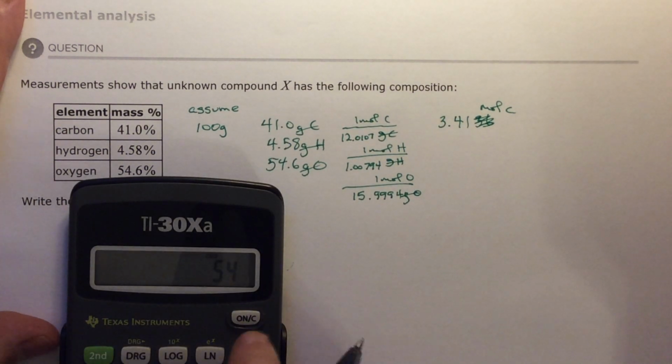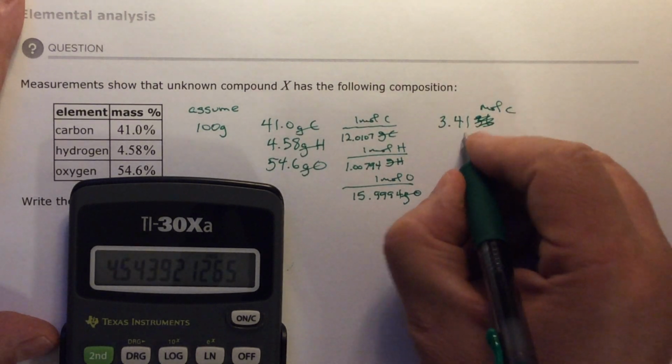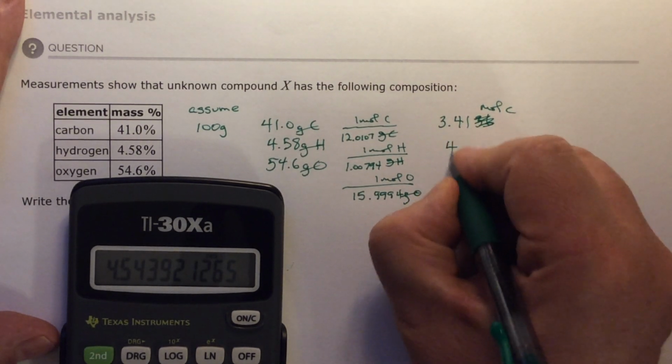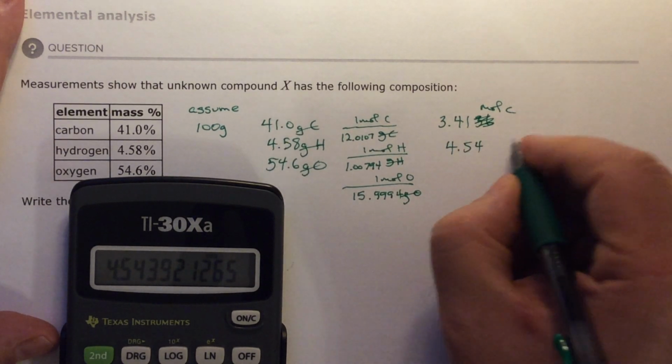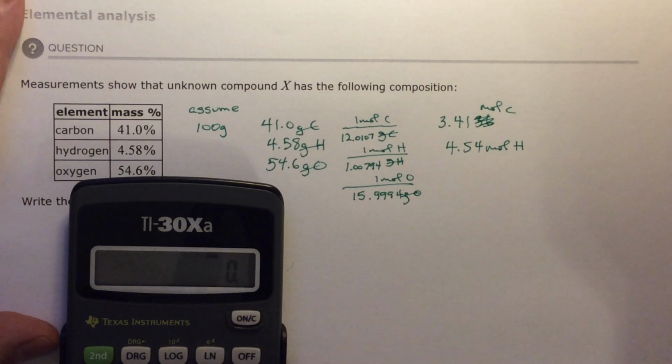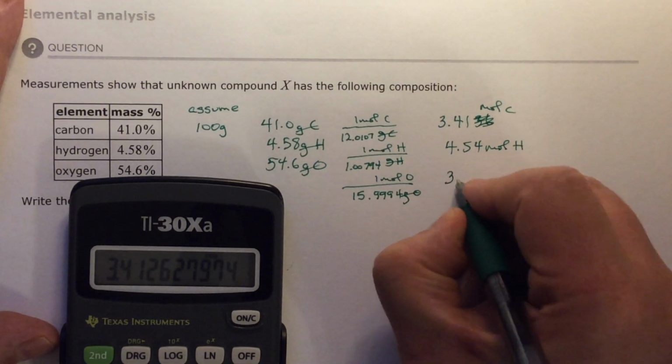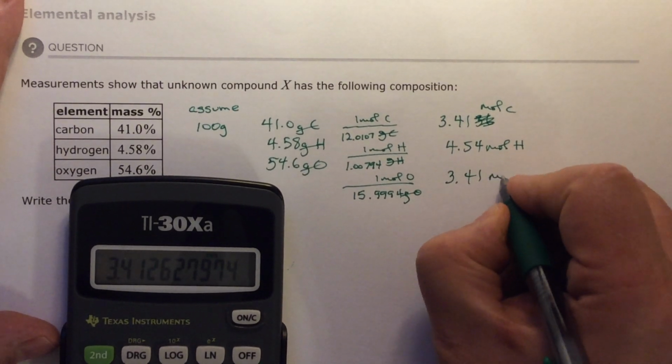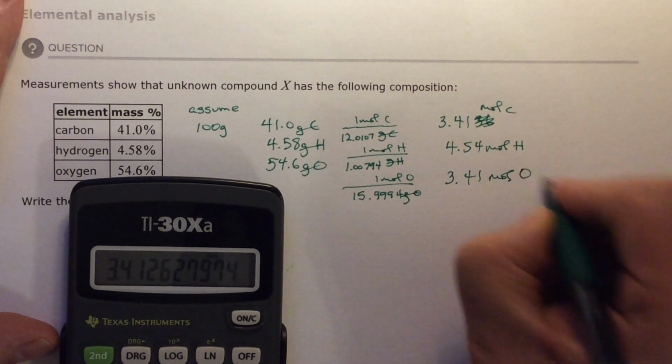Hydrogen is 4.58 divided by 1.00794. I'm going to take that to 3 places, and I've got 4.54 moles of hydrogen. And then oxygen, I have 54.6 divided by 15.9994. To 3 places is 3.41 moles of oxygen.